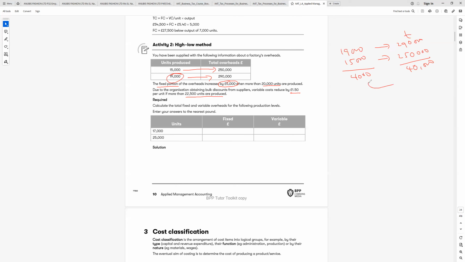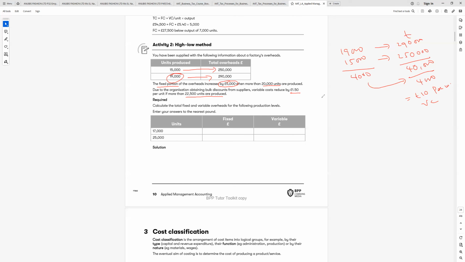Then we need to put the cost under the unit difference. So 40,000 divided by 4,000 will give us 10 per unit. This is my variable cost. So this is the first step: find the difference between the higher and lower cost and units, and divide the cost by the units, and that will give us the variable cost per unit. Once you have the variable cost, then you can find the fixed cost. So let's try to find it out.